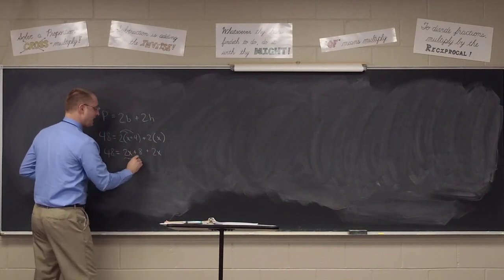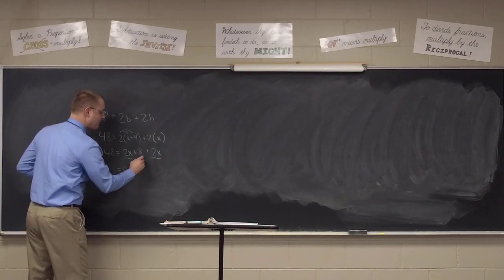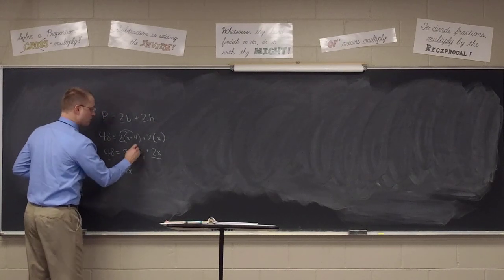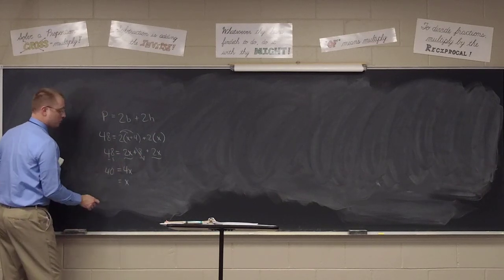And of course, 2 times X is just 2X. We can combine the 2 X's together, Lana, to get 4X. And at the same time, let's subtract that 8 from both sides to get 40. And we'll end up getting X is equal to 10.